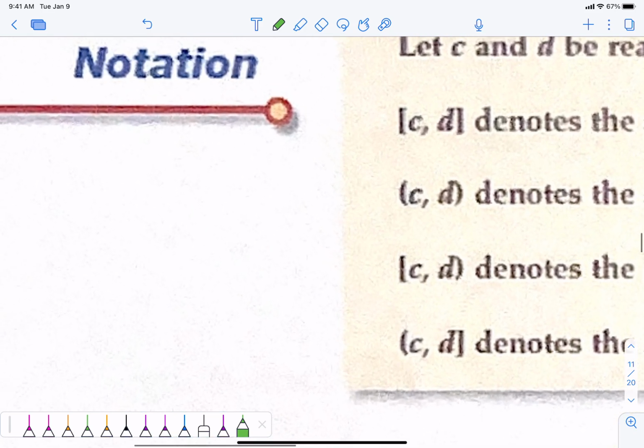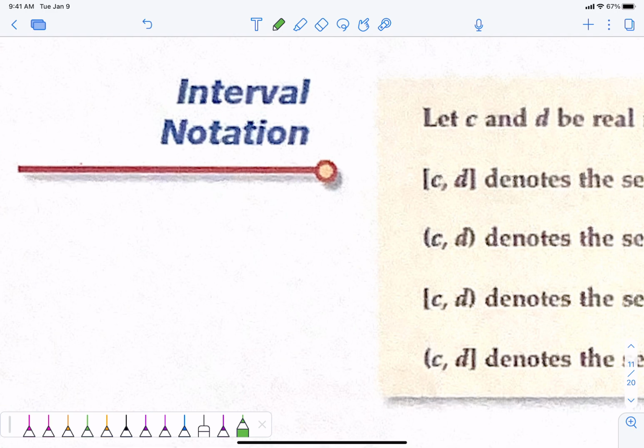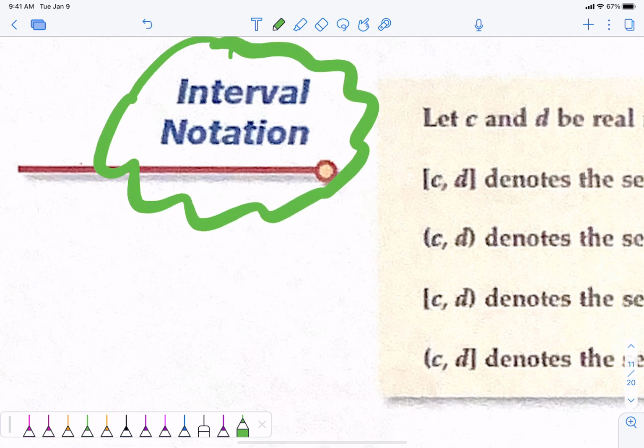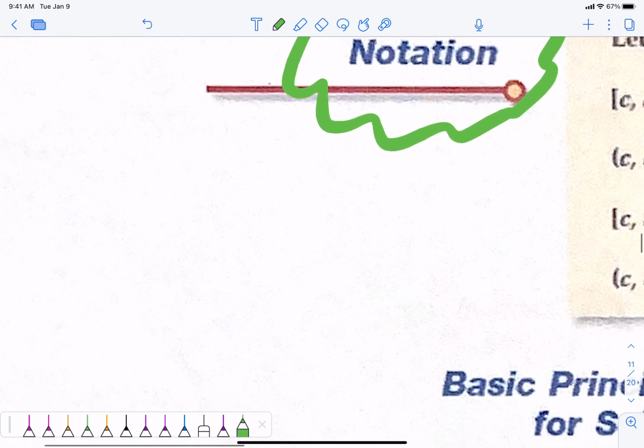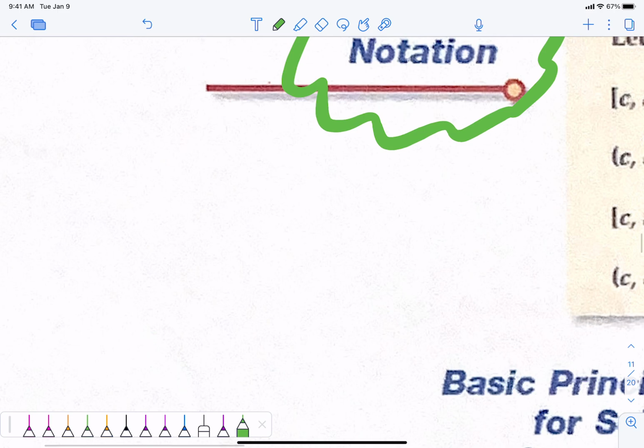interval notation. This is a really important thing that we use a lot in this math class. And if you guys take calculus, you know what interval notation is already. But you didn't know it was called that, okay? So interval notation. Here's an example of interval notation. I'm going to give you some examples over here, and we're going to write them down.